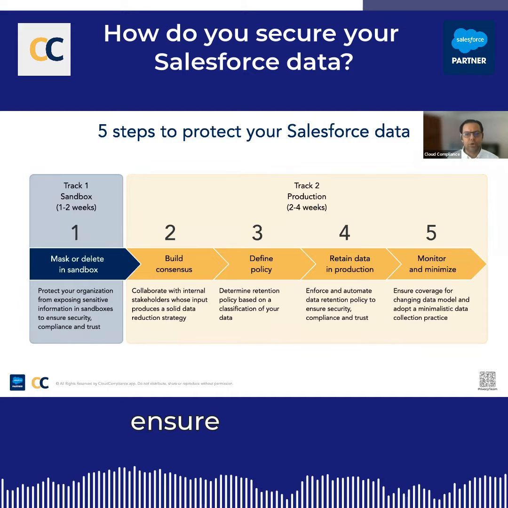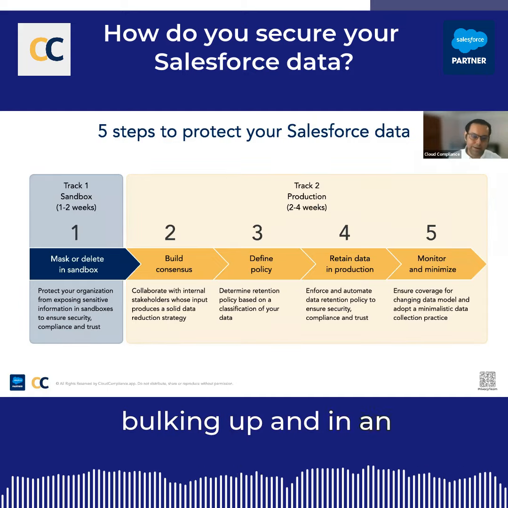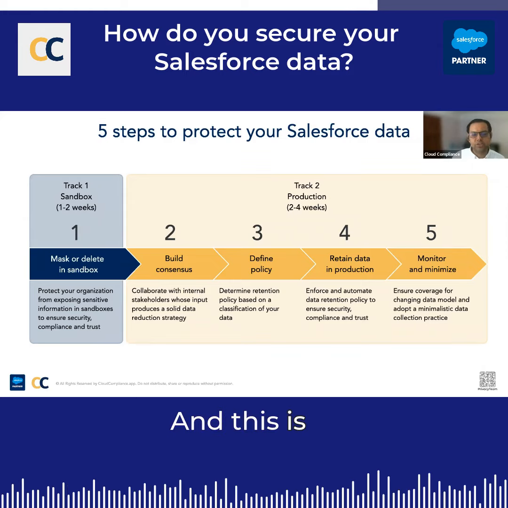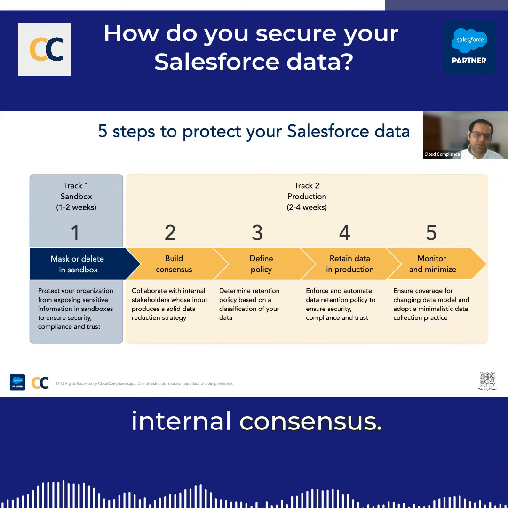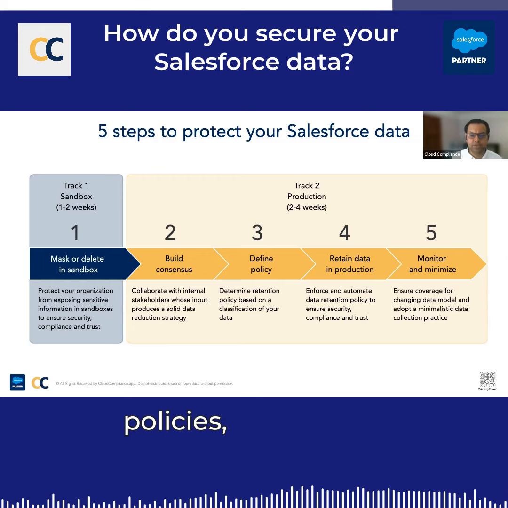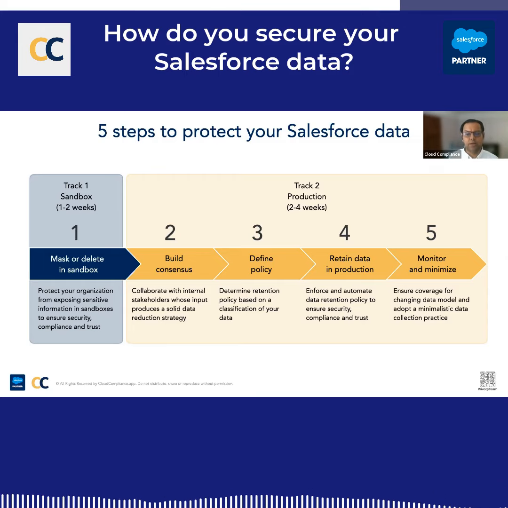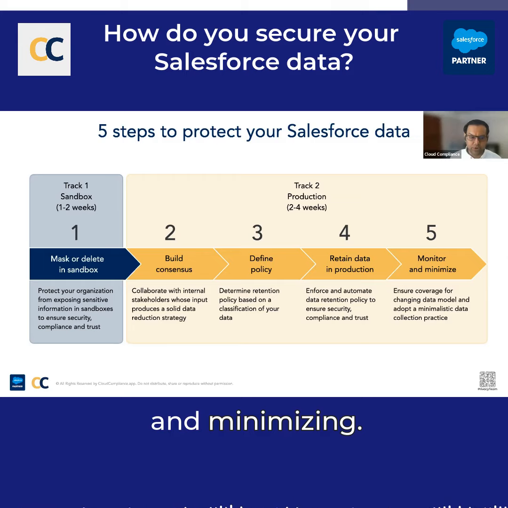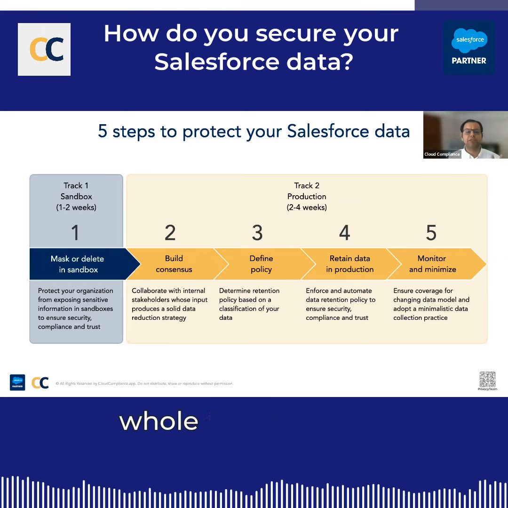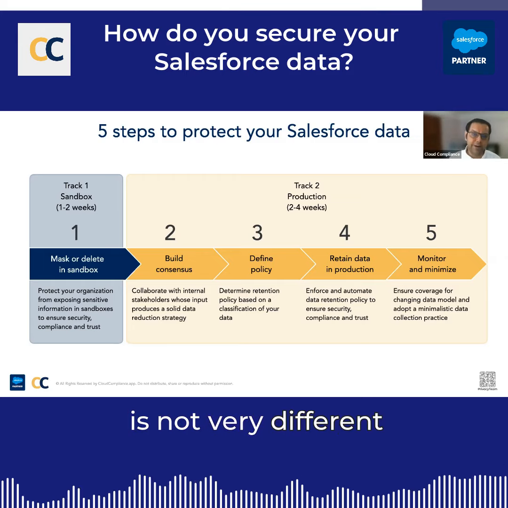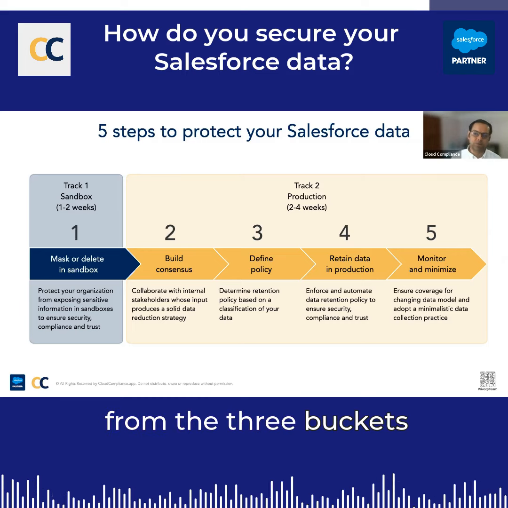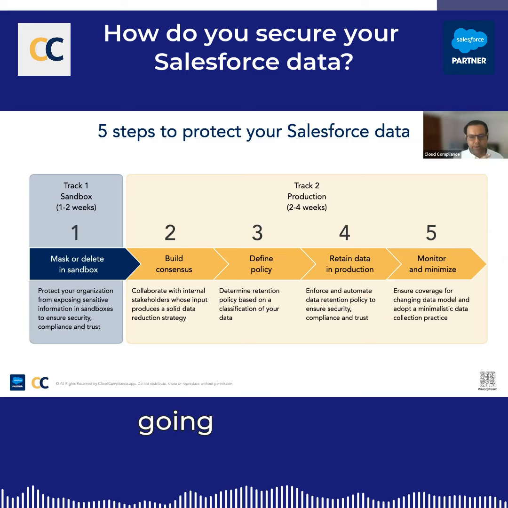And the second track is really, how do we keep our production data fit, if you will, and ensure that it's not bulking up in an unproductive way? And this is all about building an internal consensus, defining retention policies, automating this, and then constantly monitoring and minimizing. So in some ways, this whole 5-step thing is not very different from the 3 buckets that Avishai was showing and the arrow going back, right?